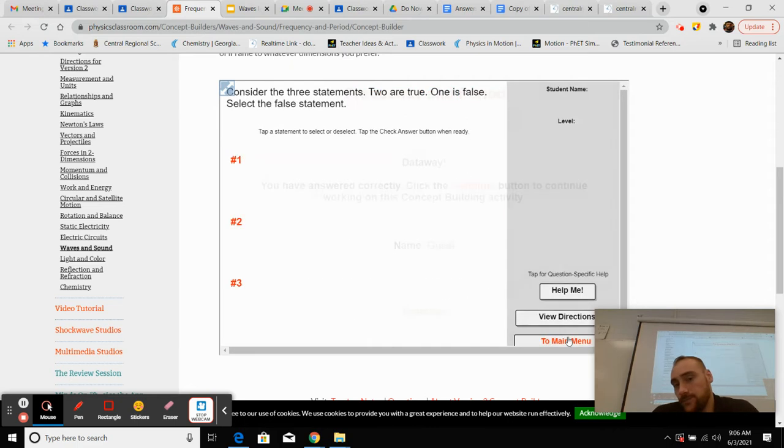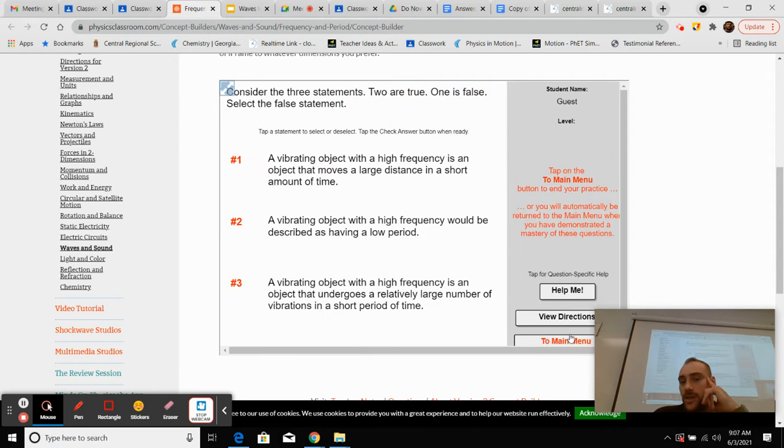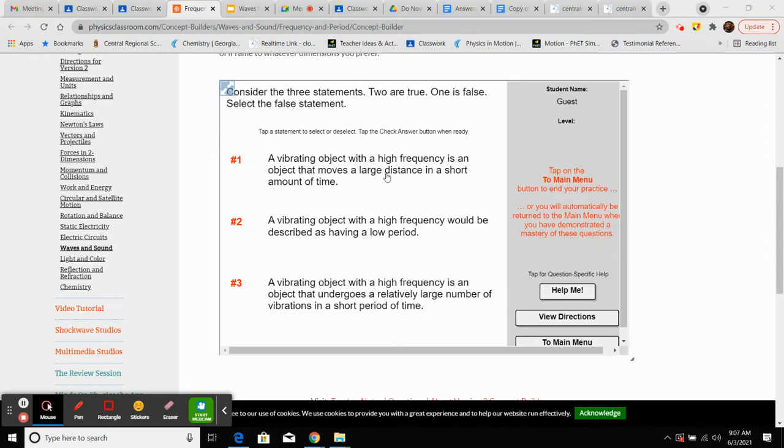Next. A vibrating object with a high frequency moves a large distance in a short amount of time. Not really sure. A vibrating object with a high frequency would have a low period. That's true. A vibrating object with high frequency undergoes a relatively large number of vibrations in a short period of time. Does that make sense? So I'm thinking 2 and 3 are true, and 1 is the lie. Do you agree?